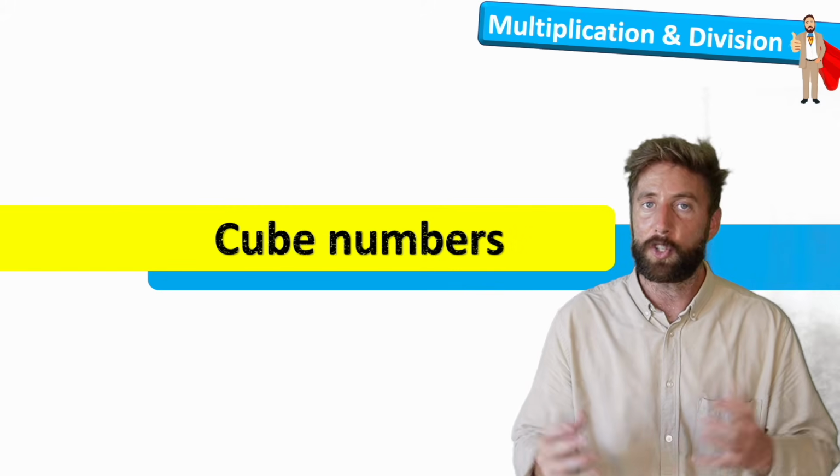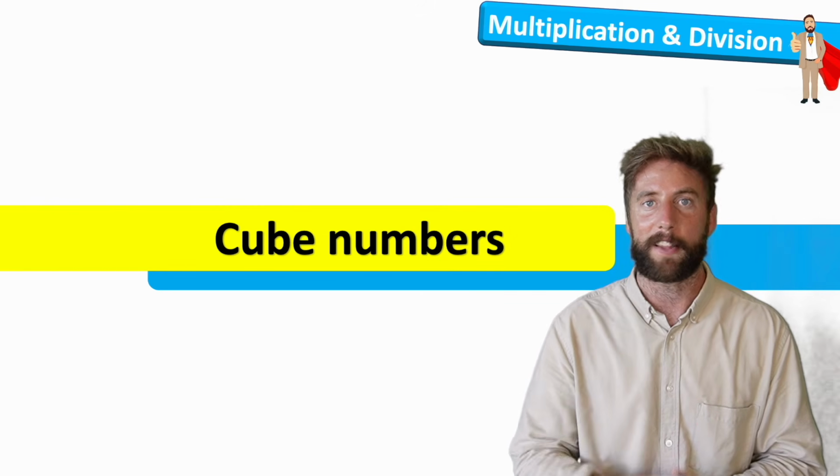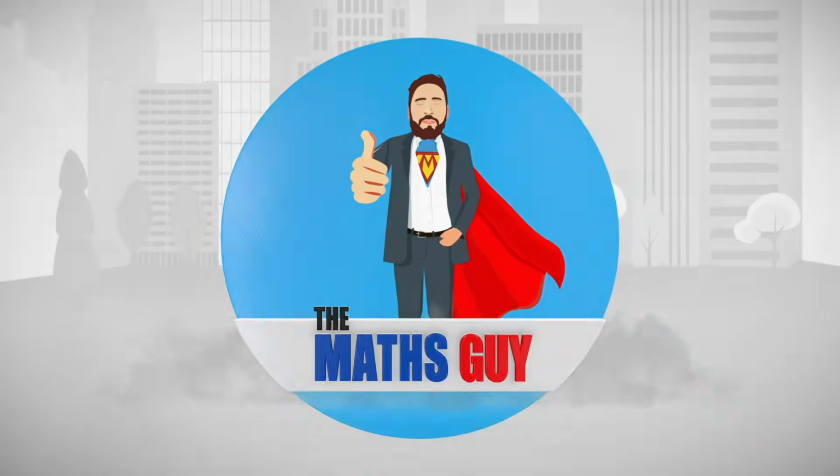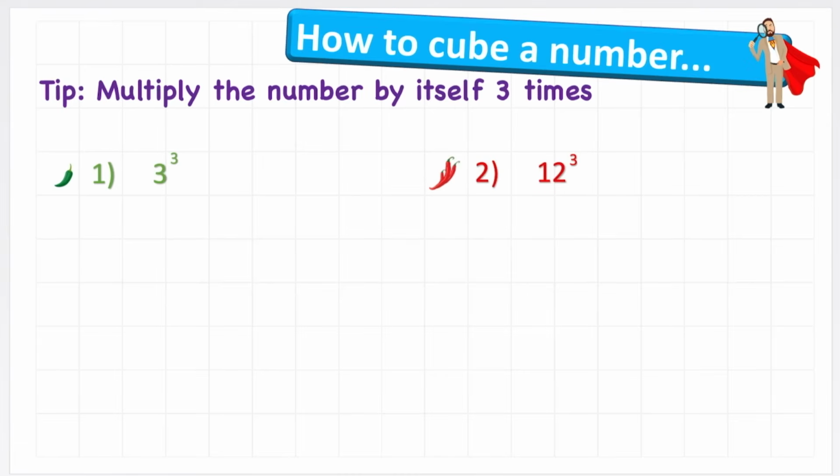Okay, that was square number. The natural next step is cube number and what that means. And there's actually a little trick to it as well. Let's have a look. But first, let's have a look at what cubing a number actually means.